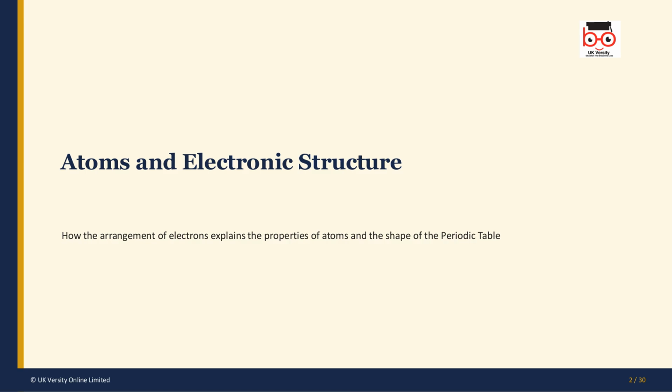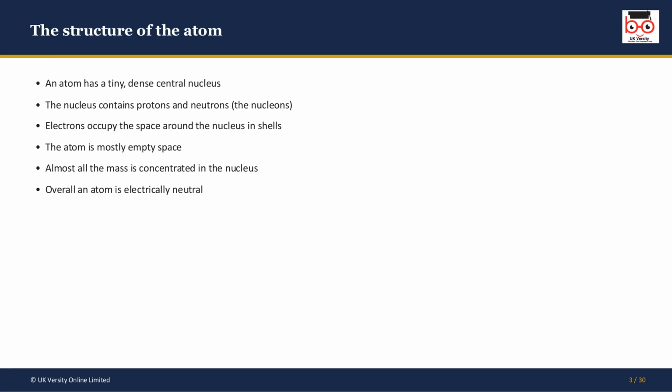Welcome. In this outcome, we'll build a picture of the atom from the inside out and see how the arrangement of its electrons explains an element's properties and where it sits on the periodic table. Let's begin. Let's start with the basic architecture.